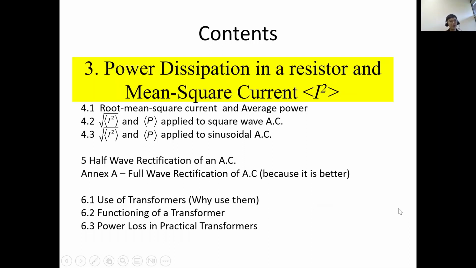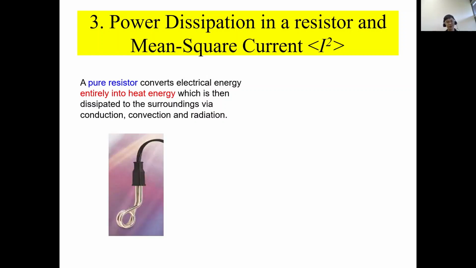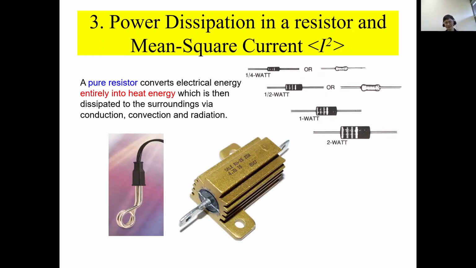Okay, now let us talk about the third part of the chapter, which is the power dissipation in a resistor and the mean square current. Let's first talk about what a pure resistor is. It converts electrical energy purely into heat energy, right? So your heater that heats water, right?